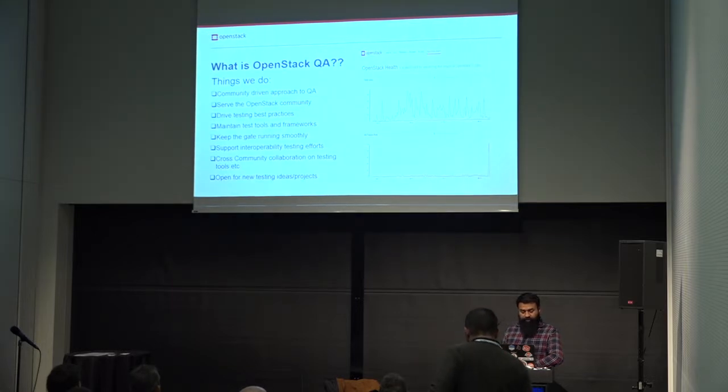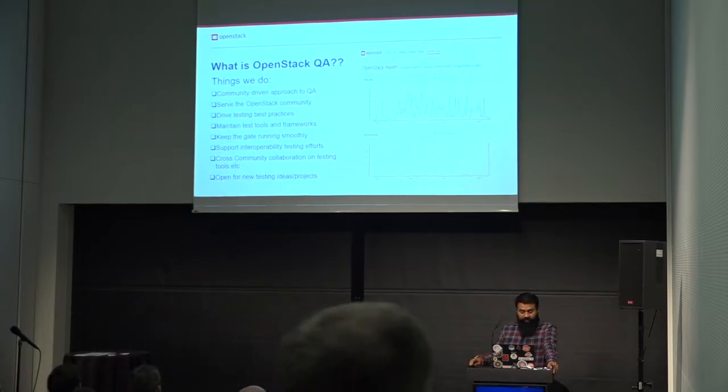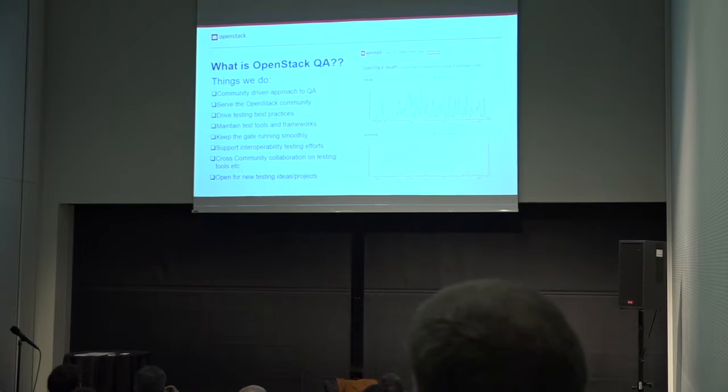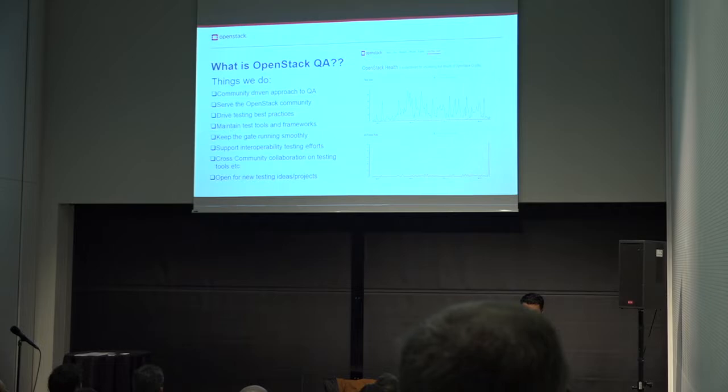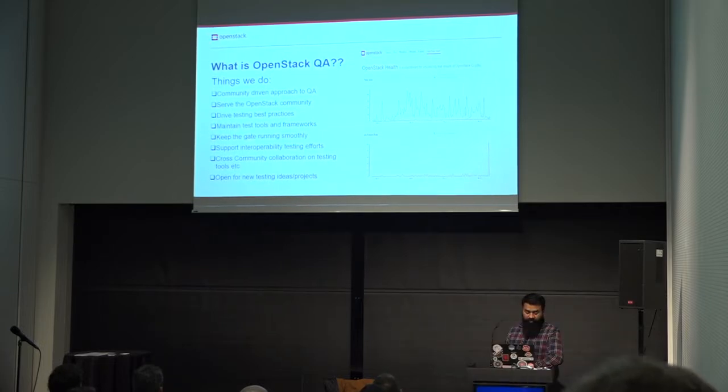And this is what OpenStack QA does. We take a community-driven approach to QA, and we serve the OpenStack community and drive testing best practices. For example, for interop cases, we did it for compute, and now we are doing it for volume test cases also: we are doing strict validation using JSON schema. That is helpful for interop testing and so on. Those are some of the best practices we maintain and drive. And we maintain test tools and frameworks. And yes, we keep the gate running smoothly.